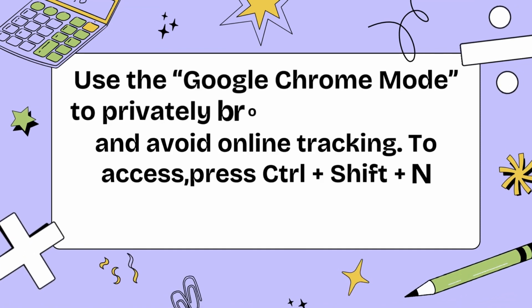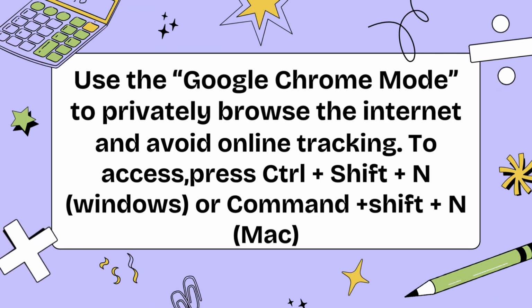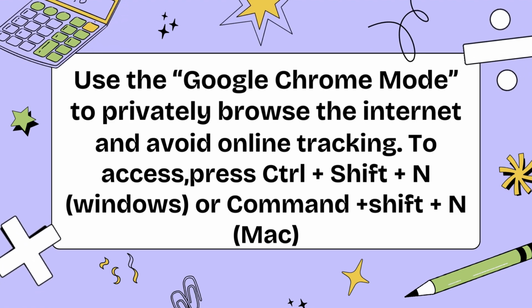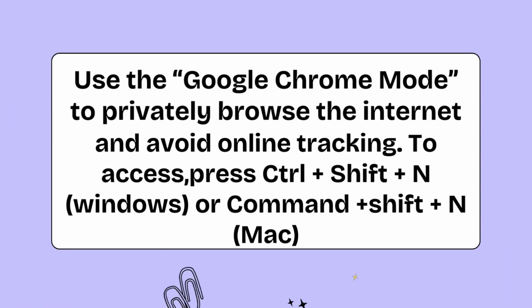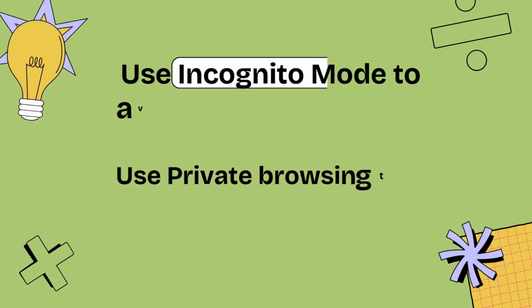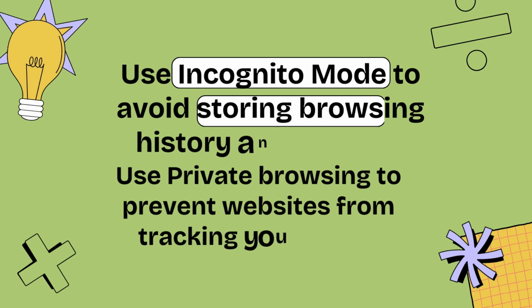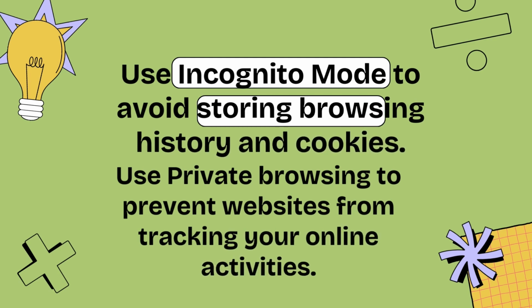Use the Google Chrome mode to privately browse the internet and avoid online tracking. To access, press Ctrl plus Shift plus N on Windows or Command plus Shift plus N on Mac or Apple computers. Use Incognito mode to avoid storing browsing history and cookies.